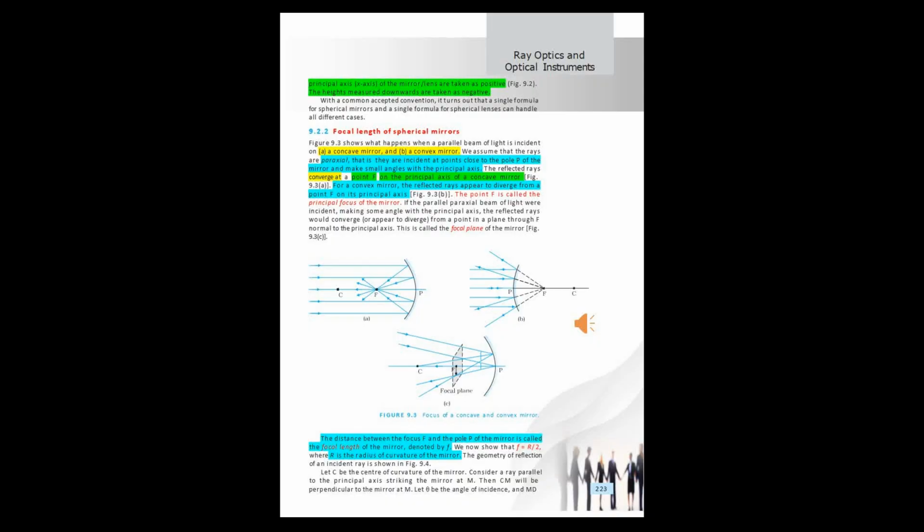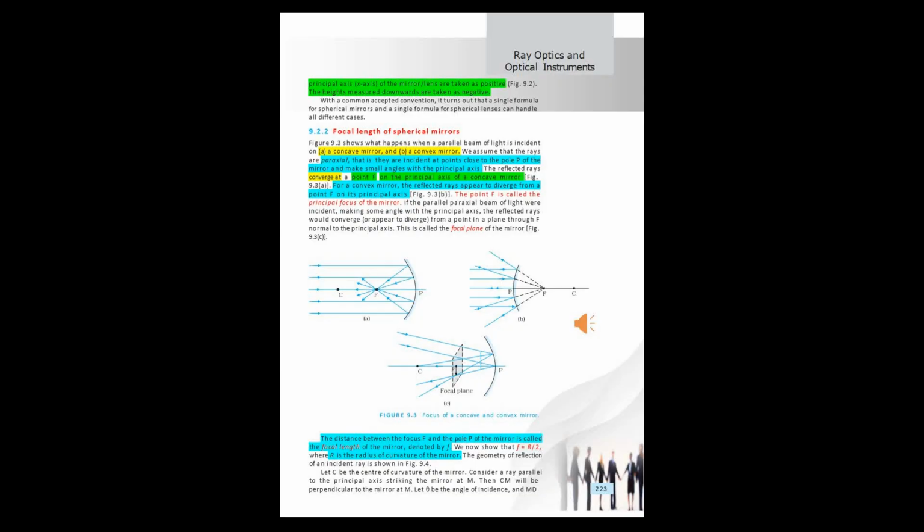If a parallel paraxial beam of light were incident, making some angle with the principal axis, the reflected rays would converge, or appear to diverge, from a point in a plane through F normal to the principal axis. This is called the focal plane of the mirror, figure 9.3c.